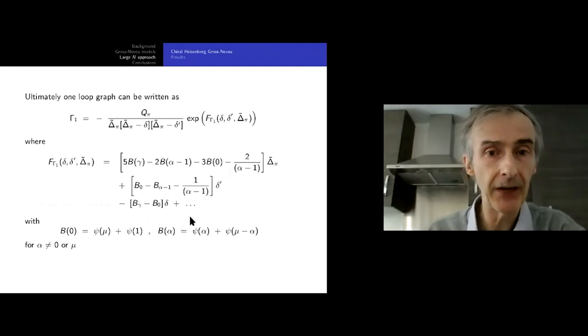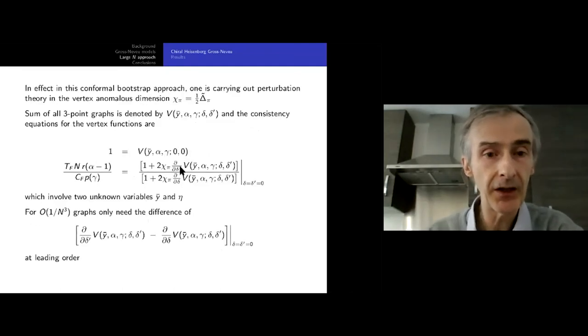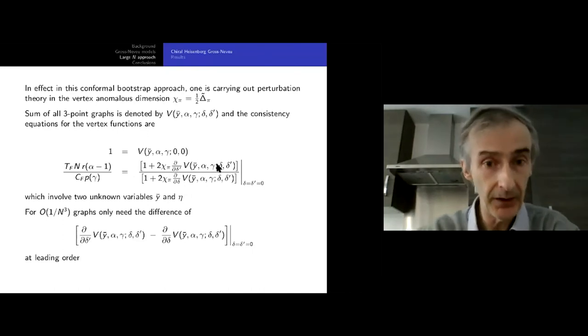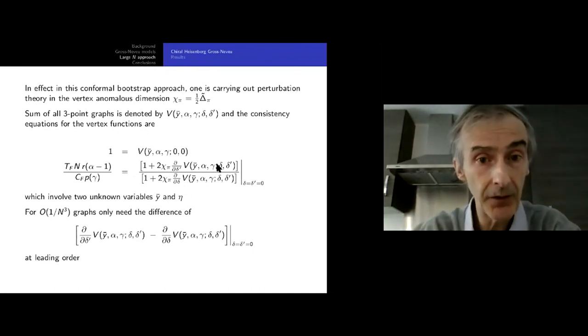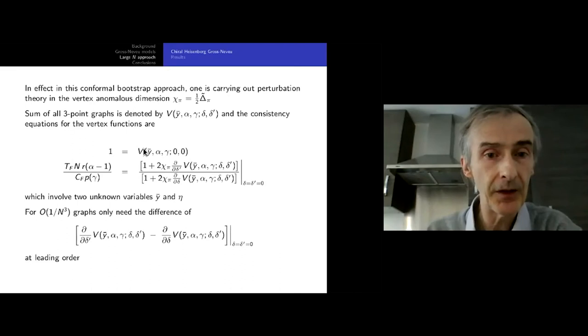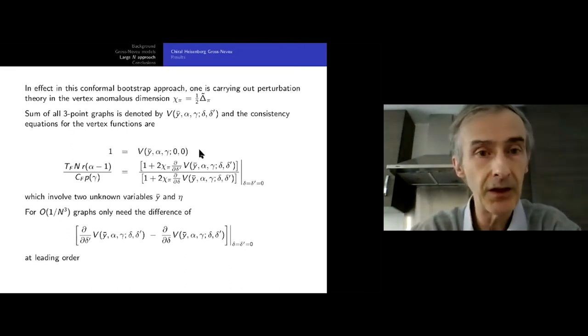The higher order diagrams come in the corrections to scaling. These are the two formulas that define the vertex functions. The first one here represents the fact all the diagrams have to sum up to one. It's a very simple self-consistency equation. And that fixes one of the internal parameters. The second equation is in effect equivalent to the two-point function calculation I did earlier, but summed on the vertex functions. And it's easy to calculate this.